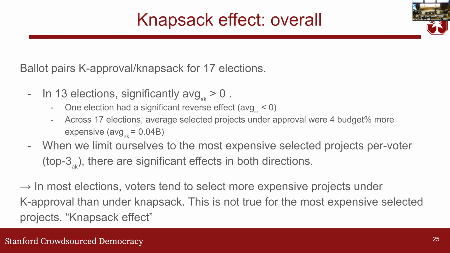Now, the knapsack effect for the overall vote. We compare regular ballot pairs of approval and knapsack. We have 17 elections available where we have that ballot pair. And in 13 of those elections, we see a significantly positive average cost effect, where the approval ballot results in more expensive projects than the knapsack ballot. There was one election where the effect was actually reversed and also significant.